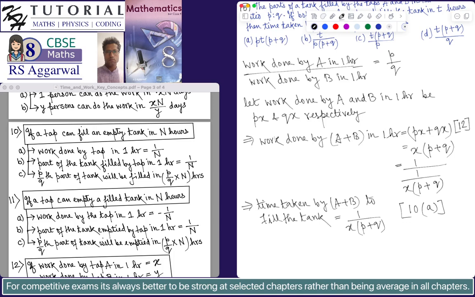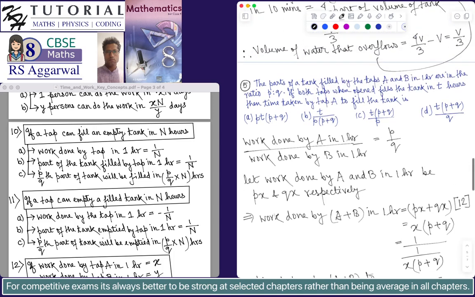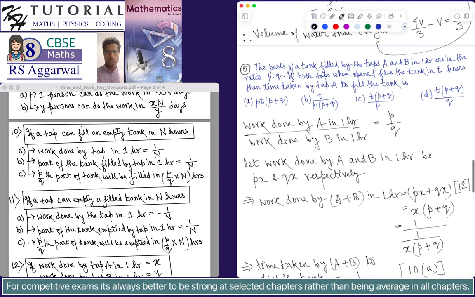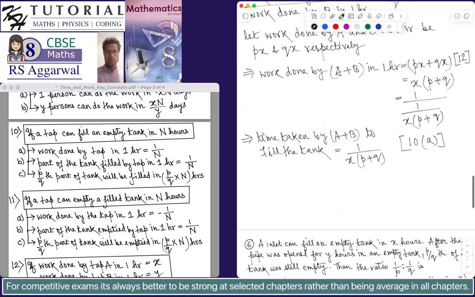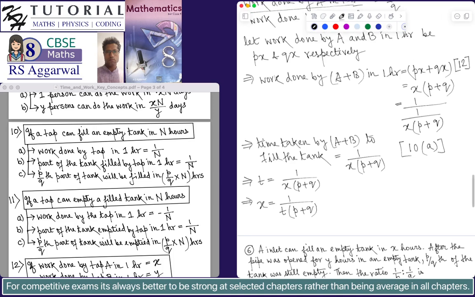to fill the tank will be 1 by x into p plus q, and this time is given in the problem as t. It is given that both taps when opened fill the tank in t hours. So this implies t is equal to 1 by x multiplied by p plus q. So from here we can get x as x will be equal to 1 by t multiplied by p plus q. So we know x is this.